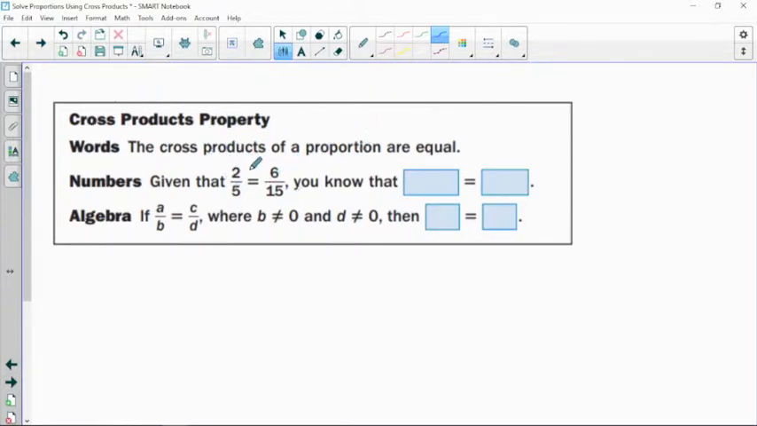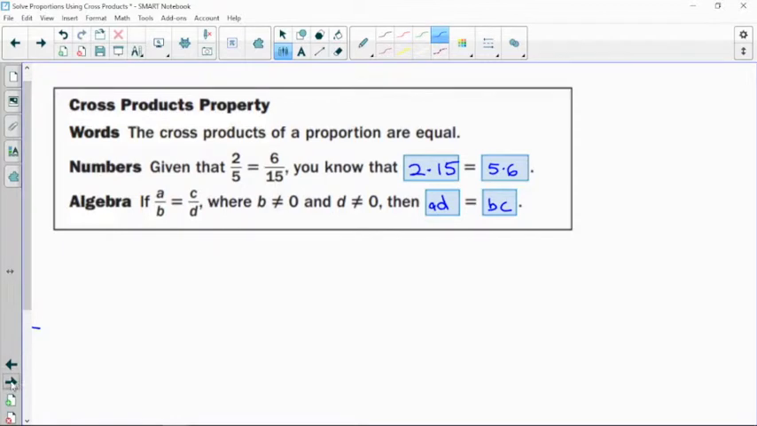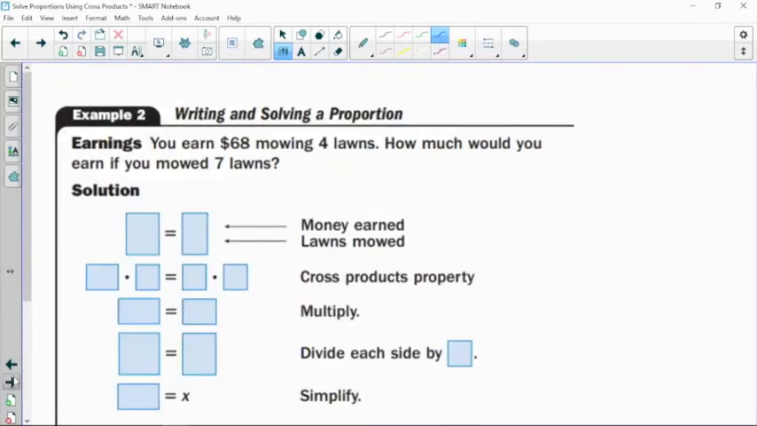If you have numbers, if 2/5 equals 6/15, I know 2 times 15 is the same thing as 5 times 6. With letters, if A over B equals C over D, then I know A times D is the same thing as B times C. So we can use that to help us solve problems with proportions. And it's actually the most efficient way.